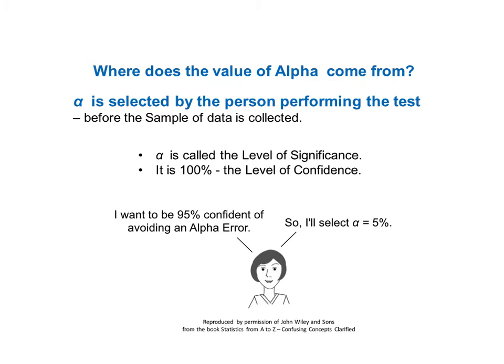When thinking about a value for alpha, it may be more natural to think about a level of confidence, which is the opposite of the level of significance. For example, if we want to be 95% confident of avoiding an alpha error, then we would select alpha equals 5%. And this is the value of alpha most commonly selected.